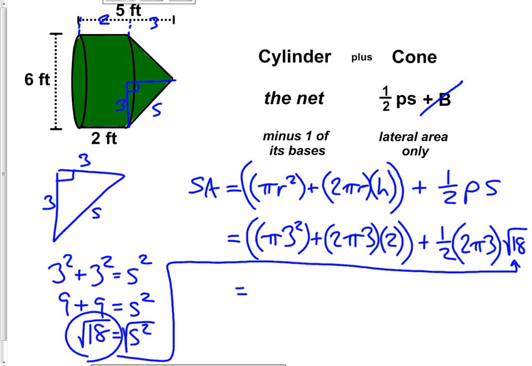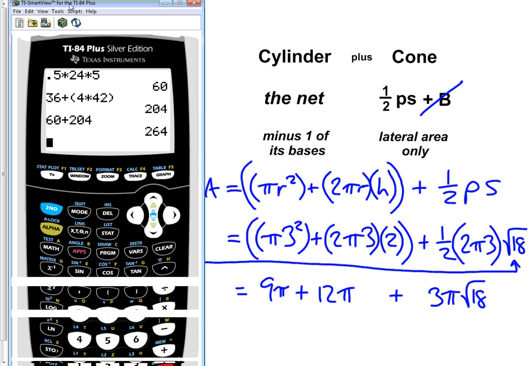Okay, so let's see if we can clean this up a little bit. Here at the beginning we have 3 squared, which is 9, and of course the pi is still there, so we have 9 pi. Plus, we have pi again in the next term. 2 times 3 is 6, times another 2 is 12. So we've got 9 pi plus 12 pi, and then that is added to down here, just combining some terms. 1/2 times 2 is 1, times 3 is 3. The pi is still there, and square root of 18 is still there. So all I've done is just combined and simplified some of the basic coefficients. Now I'm going to go to the calculator and get a little help here.